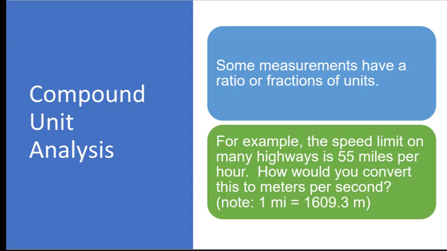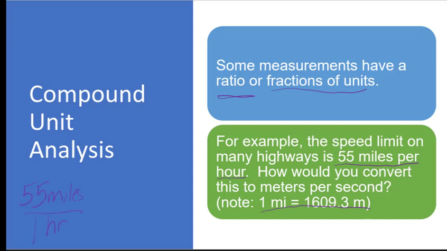The next topic we're going to be discussing is compound unit analysis. Some measurements have a ratio or fractions of units. We've been looking at just single units, like converting 35 meters into kilometers. But what if I was looking at a speed limit sign where it said that it was 55 miles per hour? How would you convert this into meters per second if we were given that 1 mile is equal to 1,609.3 meters? Well, let's set it up.